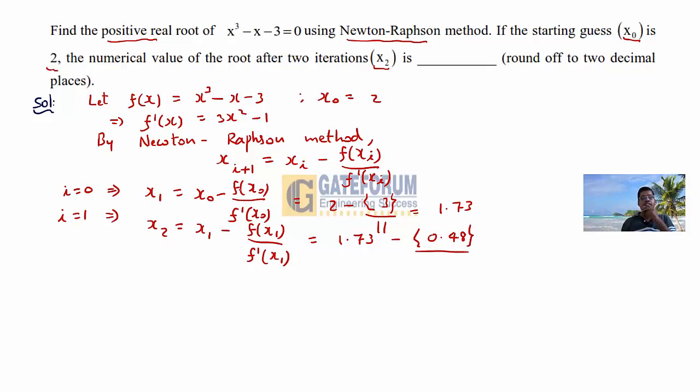divided by f dash x1. In f dash x, put x is equal to x1, that is put x is equal to 1.73 in f dash x: 3 into 1.73 whole square minus 1 simplifies to 7.98. So this simplifies to approximately, up to 2 decimal places, 1.67. So the answer after 2 iterations, that is the x2 value up to 2 decimal places, is 1.67. This is the end of the question.